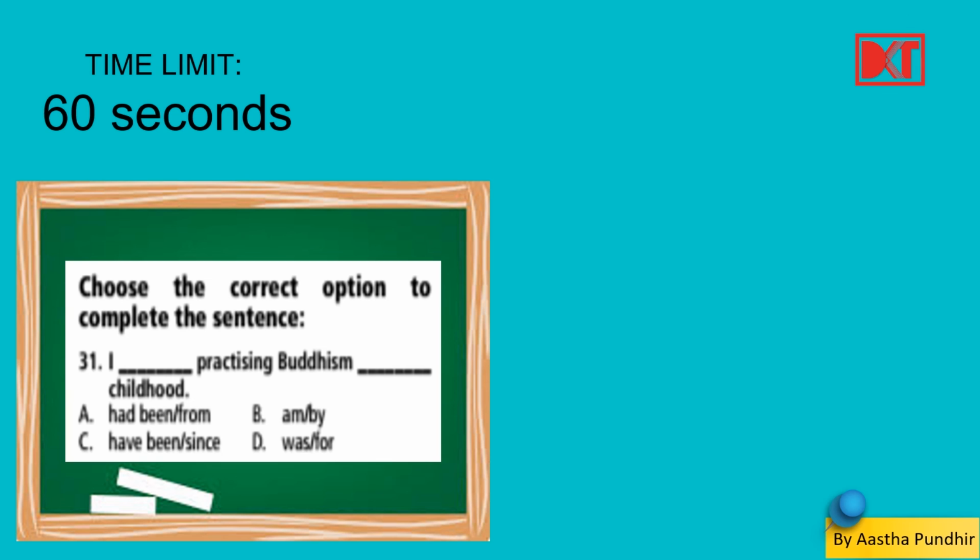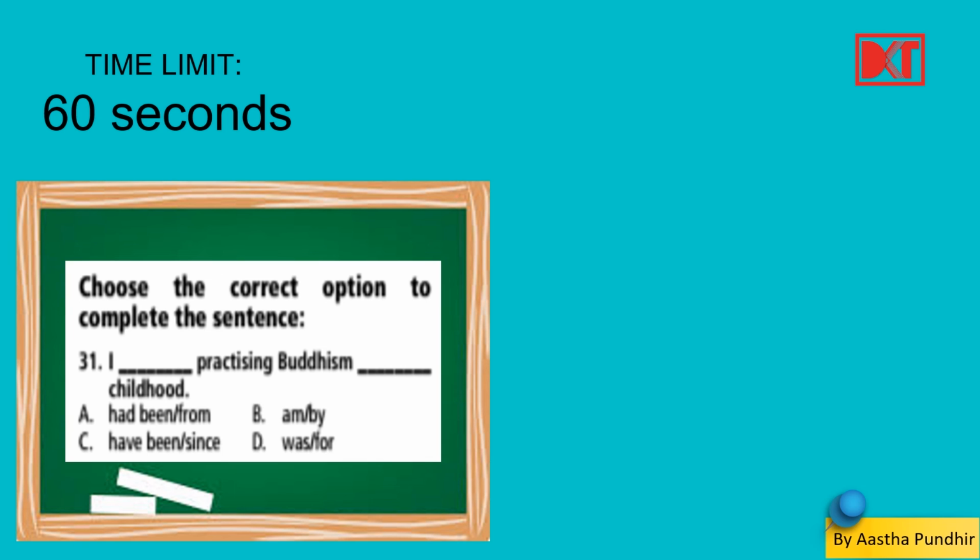Okay, here choose the correct option to complete the sentence. I dash practicing Buddhism dash childhood. A, had been practicing Buddhism from childhood. B, I am practicing Buddhism by childhood. C, I have been practicing Buddhism since childhood. Or D, I was practicing Buddhism for childhood. Here the correct answer is C.